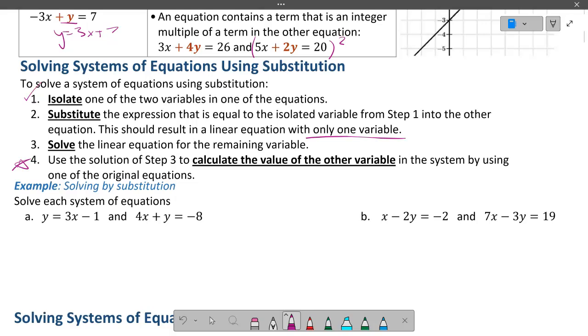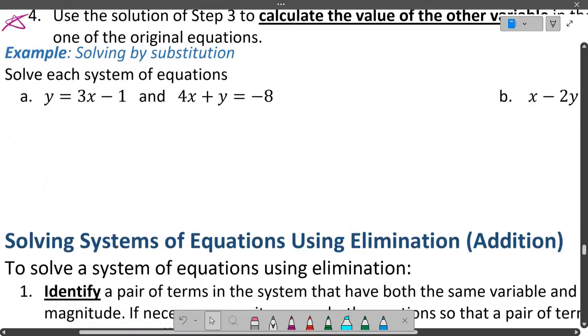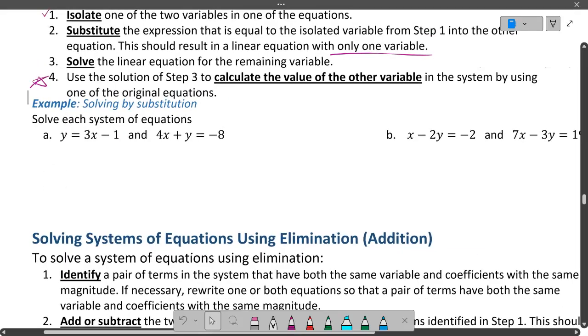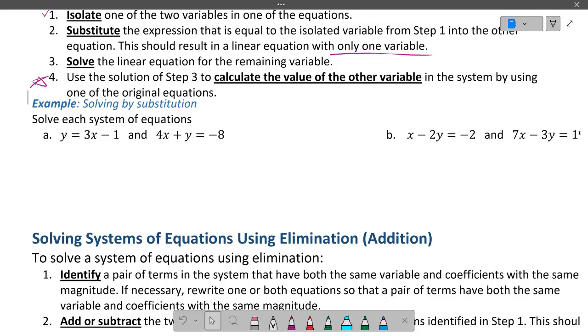But if we need the whole ordered pair, we can substitute one variable back in to solve for the other. So we look and we say, all right, do I have a variable isolated? Yeah, which one? Y, on the left. Okay, y equals 3x minus 1. So I can take the expression 3x minus 1 and I can substitute it in for y into the other equation. I can now replace this y with that whole expression. So now what's my new equation going to be?